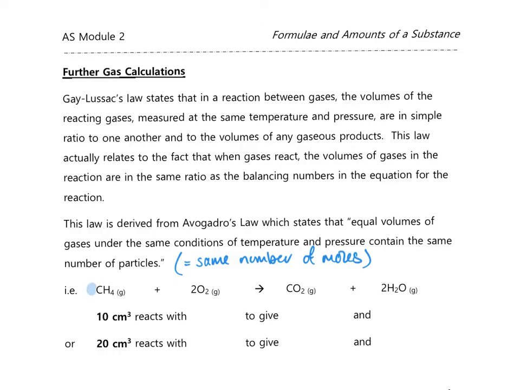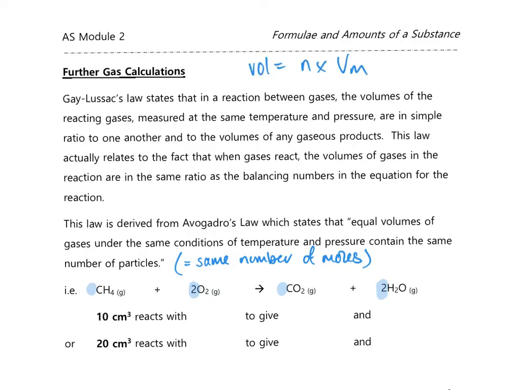So 1 mole of methane reacts with 2 moles of oxygen to give 1 mole of carbon dioxide and 2 moles of water. We're very used to that and using that in our reacting mass calculations. But we can apply that to volumes as well.